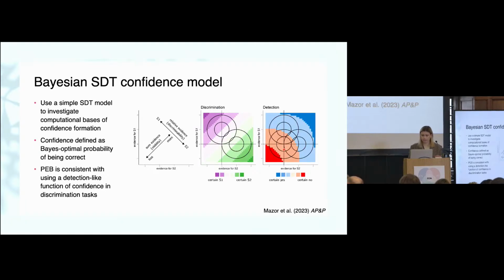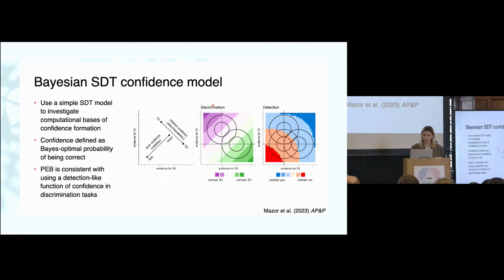So in order to understand metacognitive failures, we need to investigate the computational basis of confidence formation. So here we treat confidence as a Bayes optimal probability of being correct given the evidence, and we use this simple signal detection theory model, and we look at discrimination and detection tasks. So this is from a paper that is currently published from Mazer and colleagues 2023.